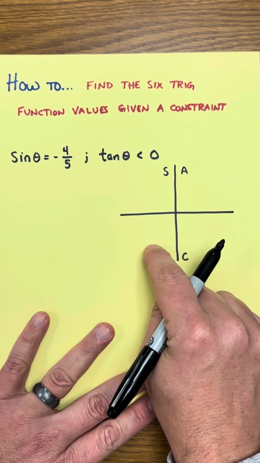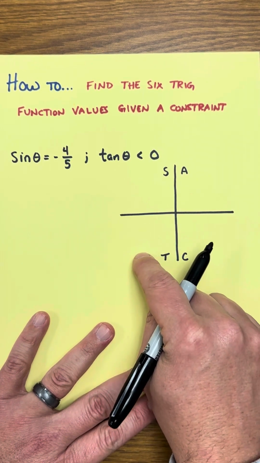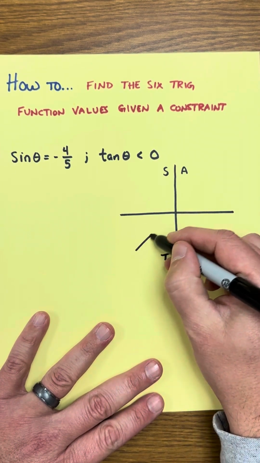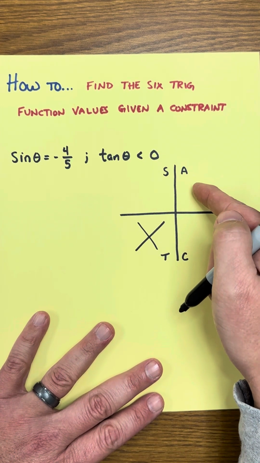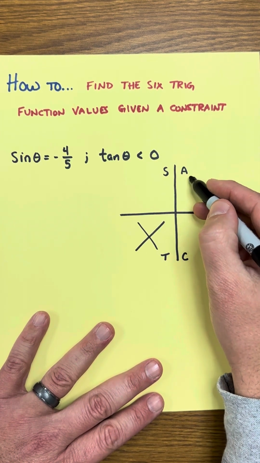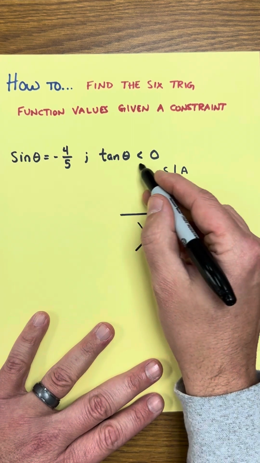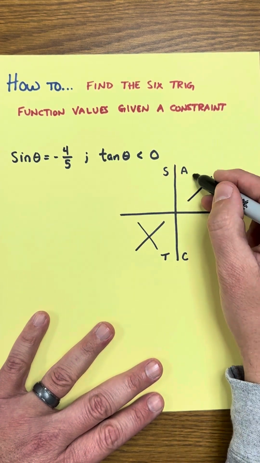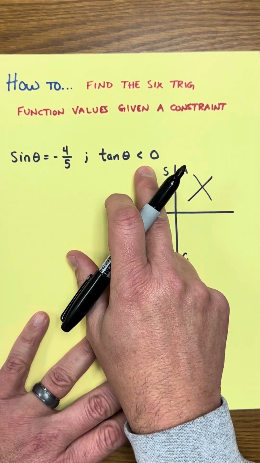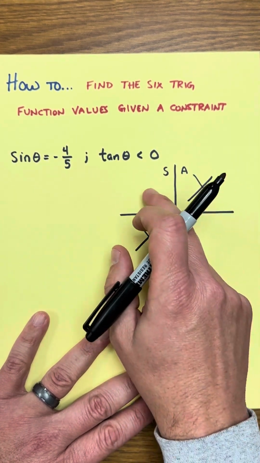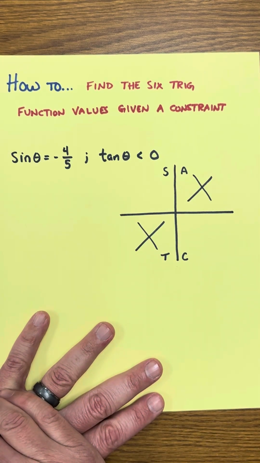Well, in this quadrant, tangent is always positive, so my angle cannot be down here. In this quadrant up here, all of the trig functions are positive. Well, that means tangent can't be negative, so the angle can't be there. So this tangent being less than 0 has narrowed me down to either quadrants 2 or 4.